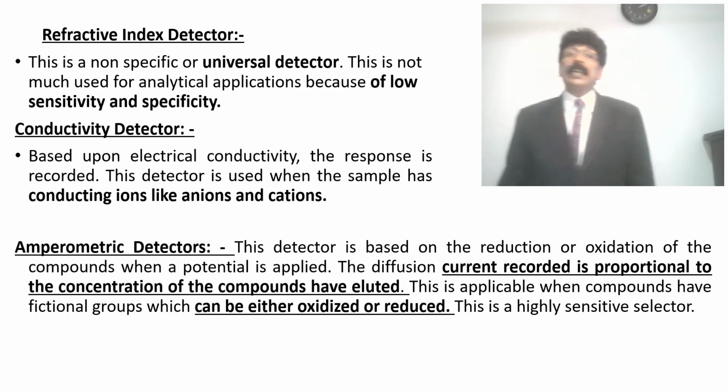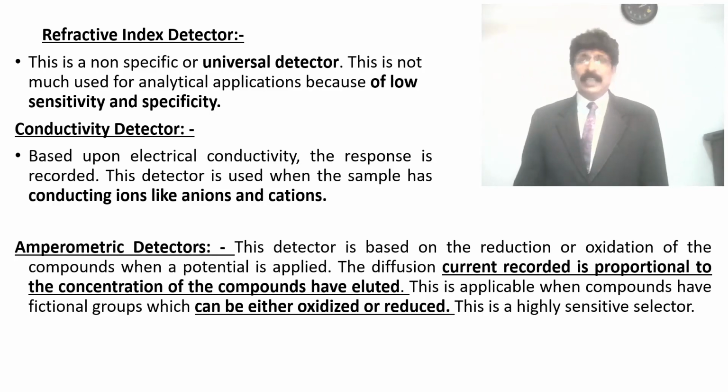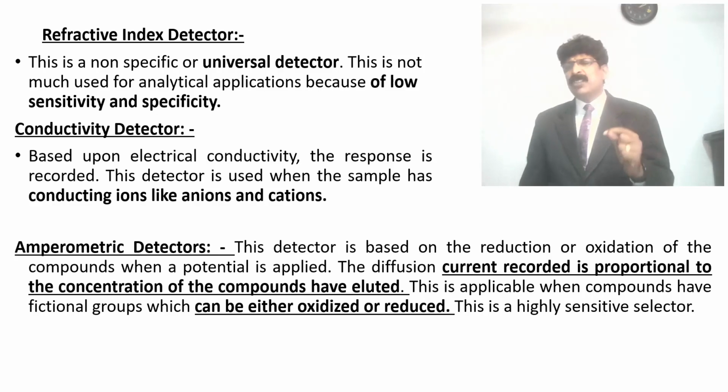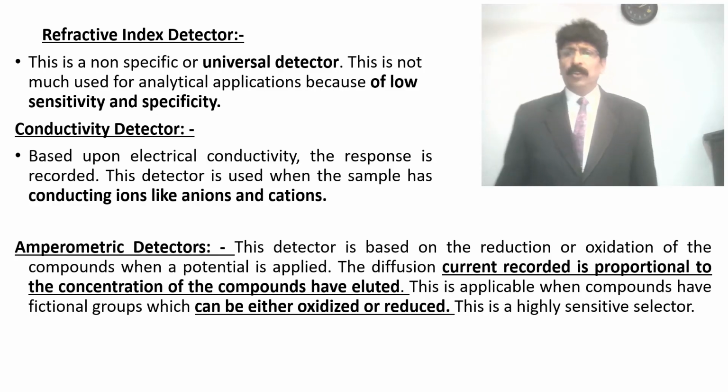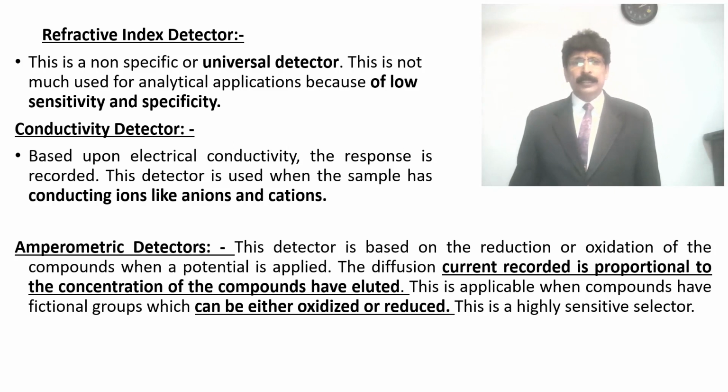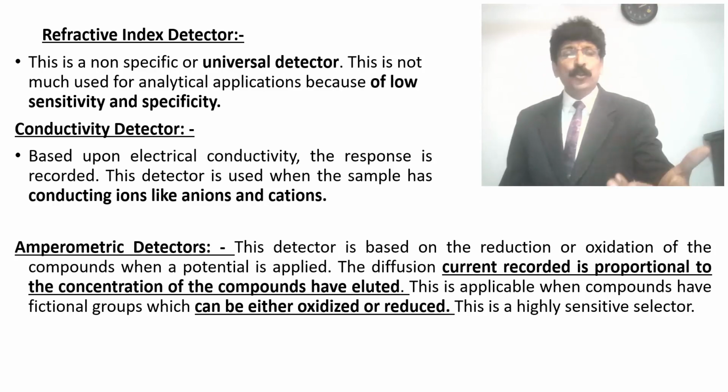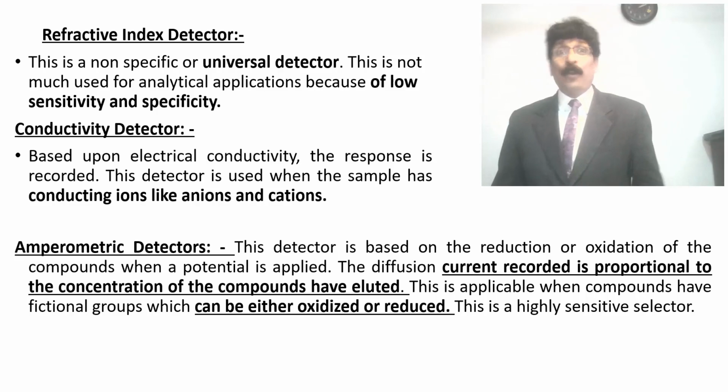Amperometric detectors are also available. This is about oxidation and reduction. This detector is based on the reduction or oxidation, the electron donating of the compound when a potential is applied. The diffusion current recorded is proportional to the concentration of the compound that has eluted.